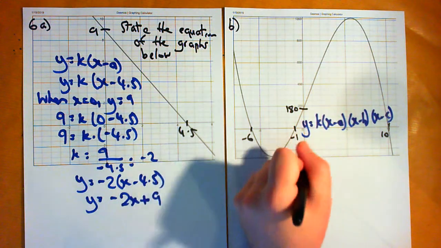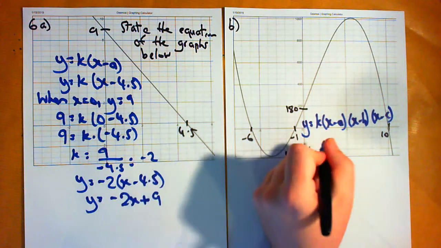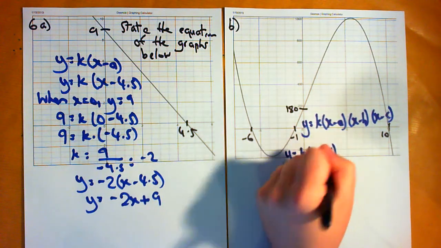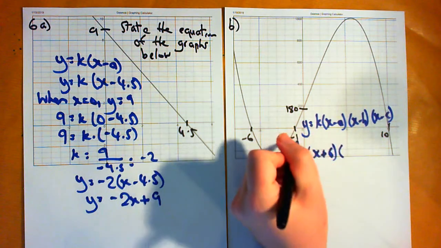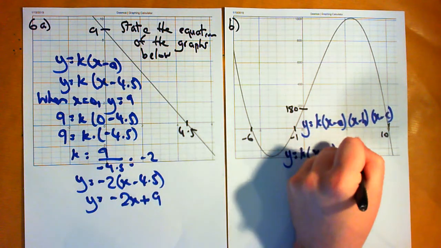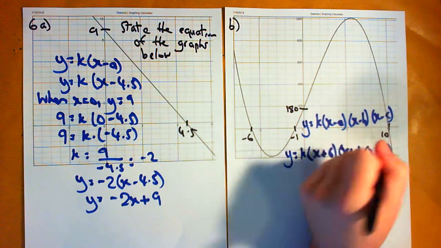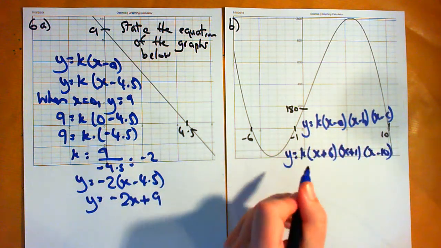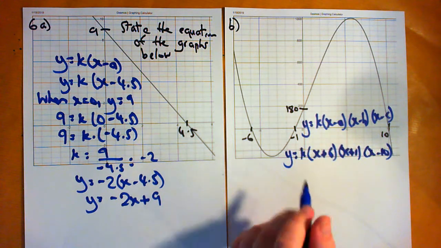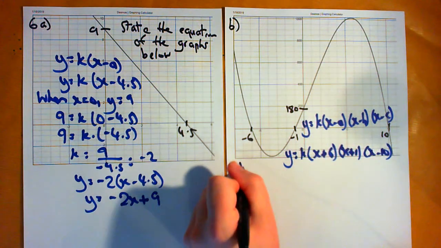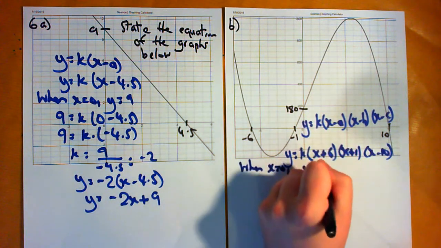So x minus a is going to be x minus negative 6, which is x plus 6. x minus b is x minus negative 1, which is x plus 1. And x minus c is x minus 10. Now we have one other point that the graph goes through, which is our y-intercept, which is 180. So when x equals 0, y equals 180.